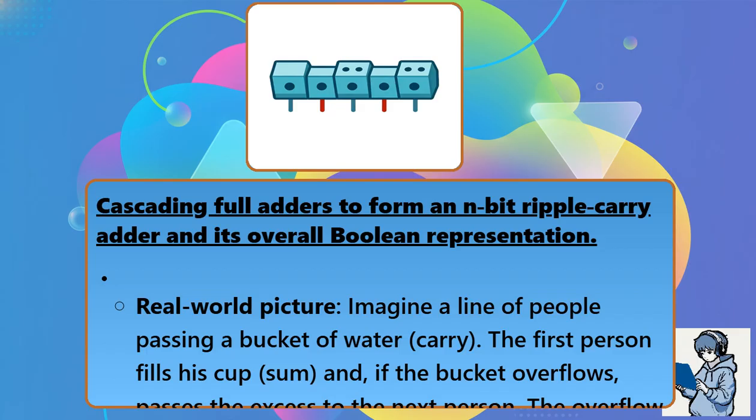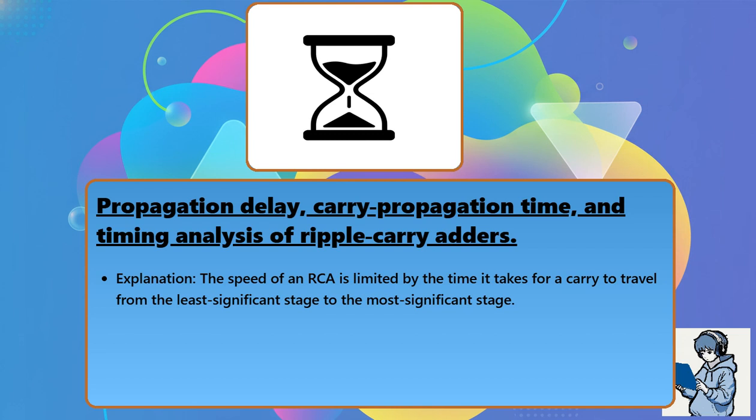Real-world picture. Imagine a line of people passing a bucket of water, the carry. The first person fills his cup, the sum, and if the bucket overflows, passes the excess to the next person. The overflow travels down the line until no one needs to pass it further. Explanation: the speed of an RCA is limited by the time it takes for a carry to travel from the least significant stage to the most significant stage.